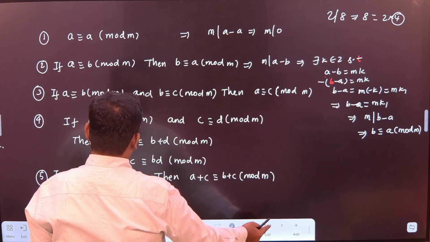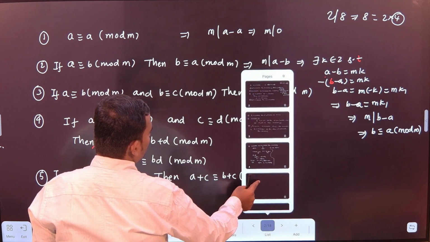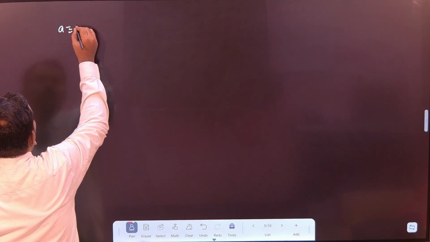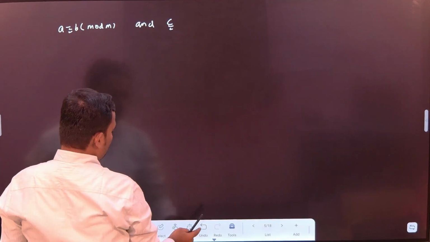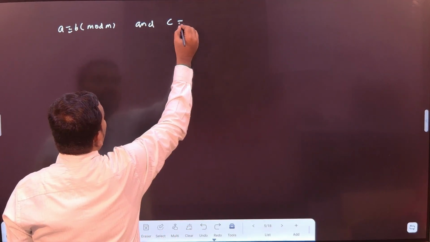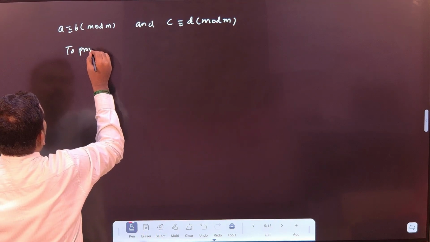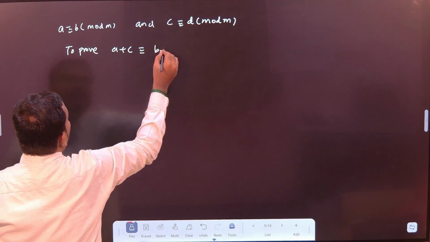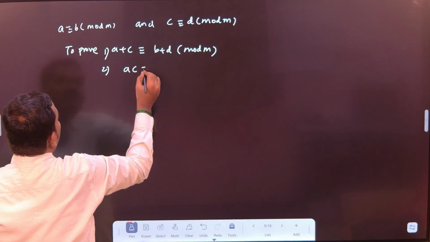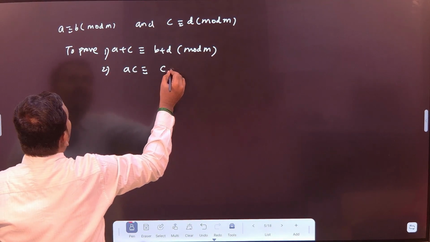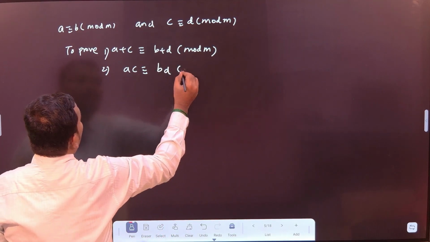So, A congruent to B modulo m and C congruent to D modulo m. So to prove modulo m, this is the first point. Second one, I have to see here modulo m.